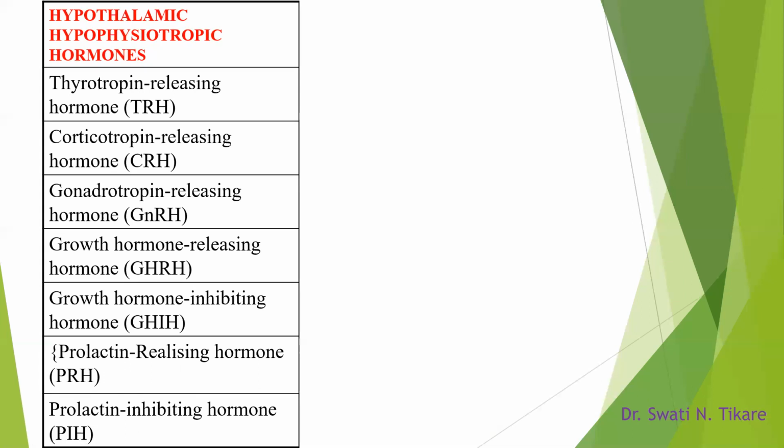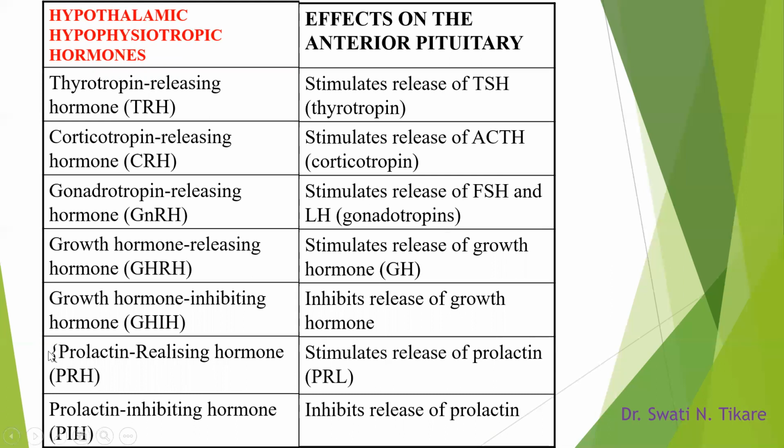Let's see what they do. What is their action on the anterior pituitary? So, effects on the anterior pituitary. TRH stimulates the release of thyrotropin or thyroid stimulating hormone. These terms are a bit confusing, and sometimes when a question is asked or when we see a report, we should not get confused one with the other.